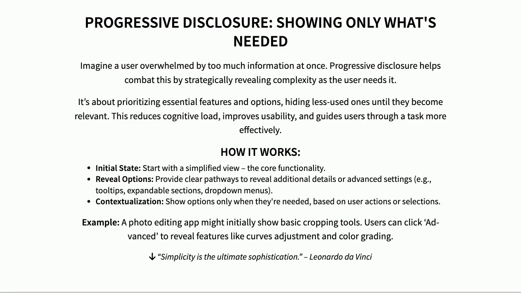Okay, let's talk about progressive disclosure. Basically, it's a really smart design strategy to avoid overwhelming users with information. Think of it like showing only what they absolutely need at any given moment. It starts simple, just the core functionality. Then, when they want more detail or advanced options, you offer pathways to reveal them. It's all about guiding the user through a task in a clear and intuitive way, without giving them too much to process at once.